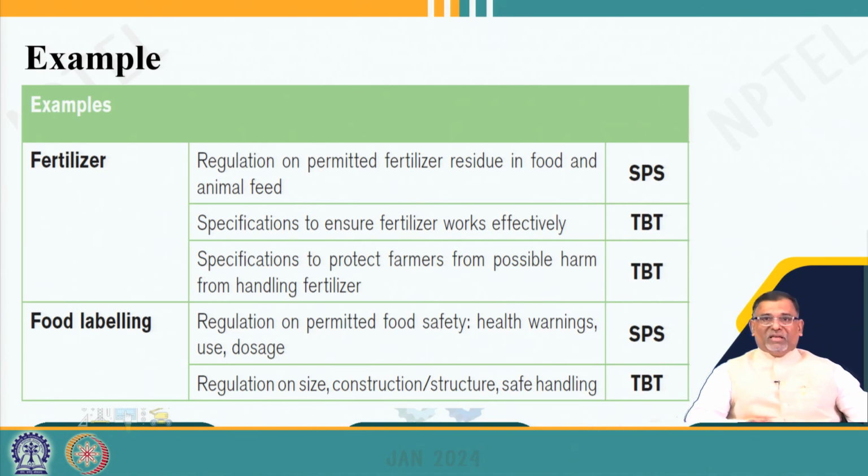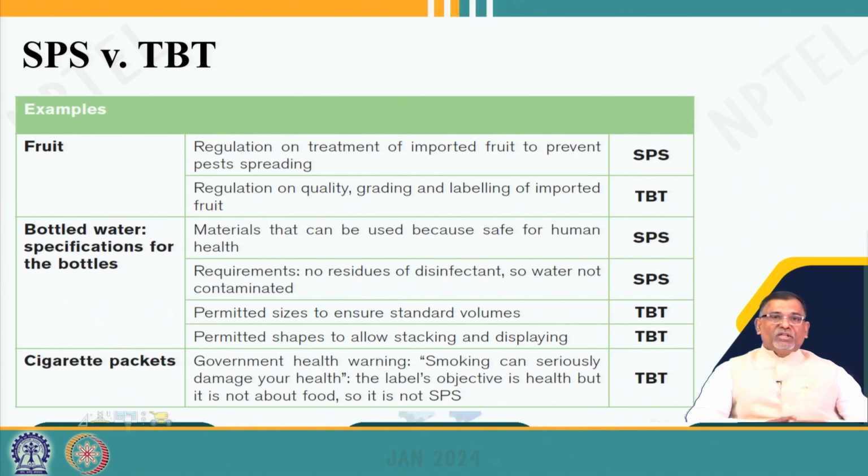Also food labeling, certain food labeling will come under SPS. For example, permitted food safety, health warning, use, dosage, etc., that is SPS. At the same time, size, construction, structure, safe handling is a TBT measure. And with regard to fruits, the treatment of imported fruit to prevent pest spreading is an SPS measure, but the quality, grading and also labeling is a TBT measure.